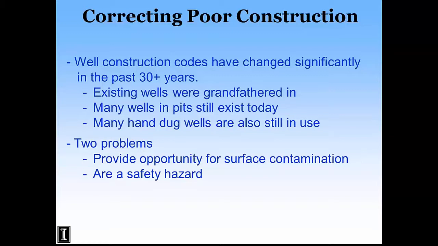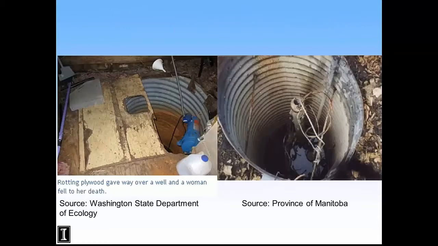So they provide an opportunity for surface contamination, and they're also a safety hazard. You see cases all the time where an old buried well just has a wood plank over it or some sort of cover, and either they've driven a tractor over it and it's caved in, or someone's fallen in. So they're just not good to have around. Here's a couple examples. This one on the left side is from Washington State Department of Ecology's blog, and a woman died. The plywood she had there gave way, and she fell in, and it killed her. So it's not a good idea.